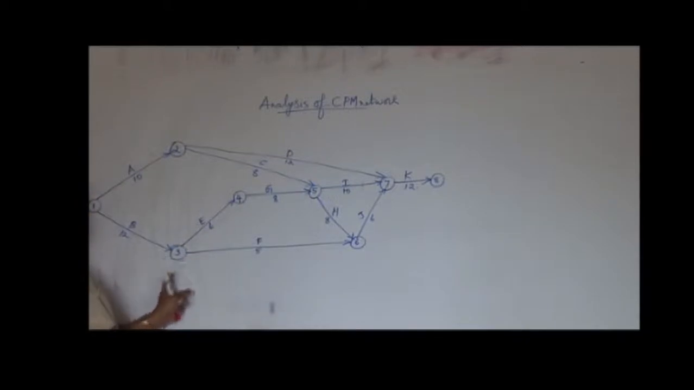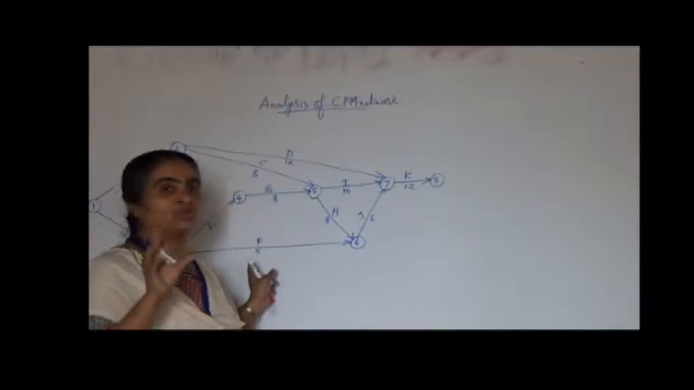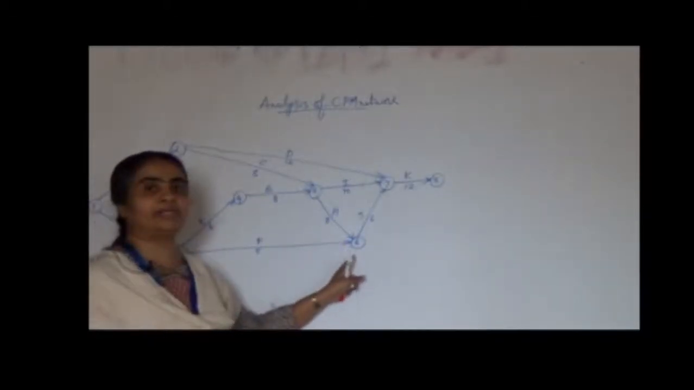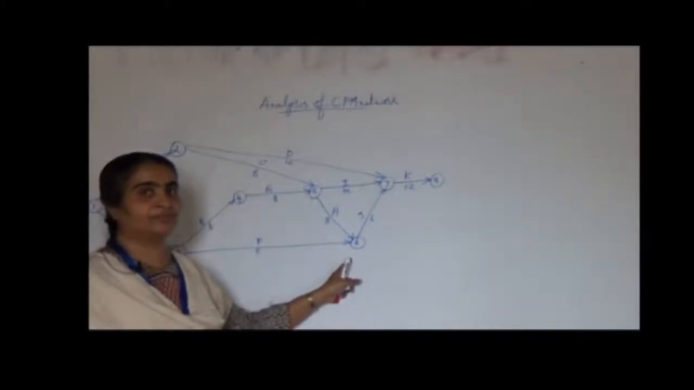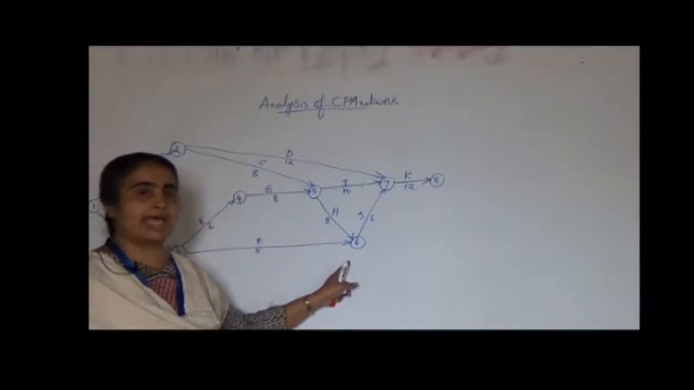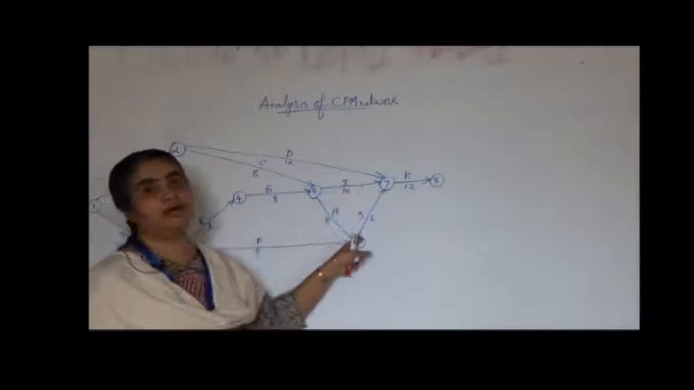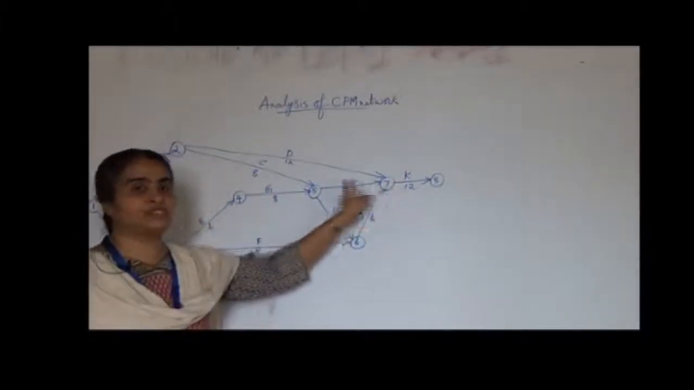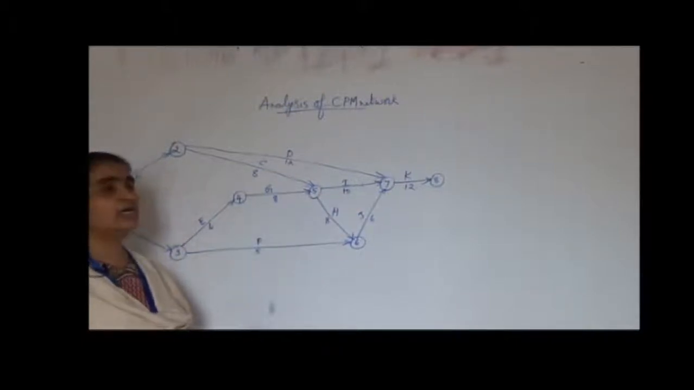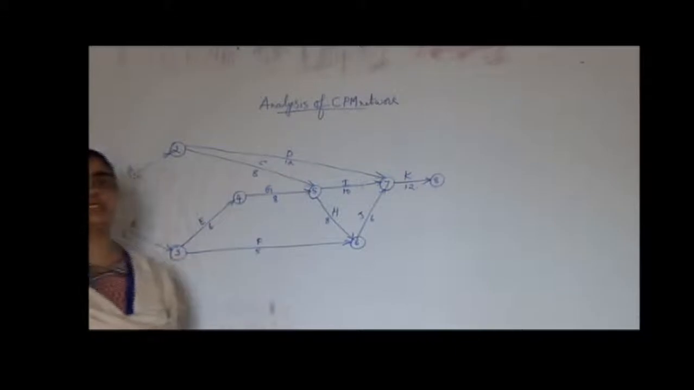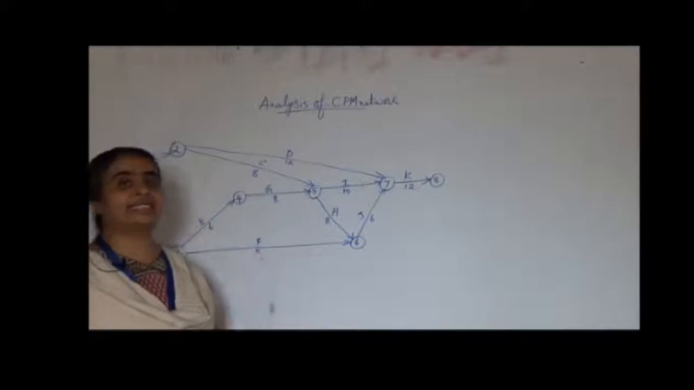Events are those specific tasks which tell us the milestones which are reached. For example, design completed is an event. Concrete laid is an event. So these are shown here by means of circles. They can be shown by any sort of geometrical representation.